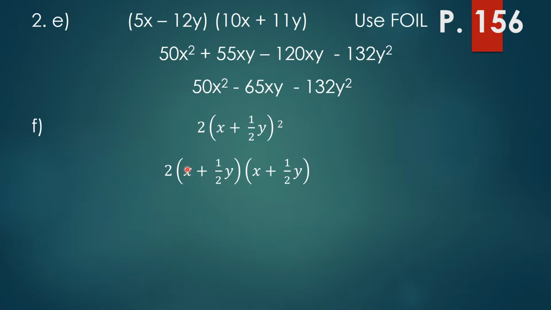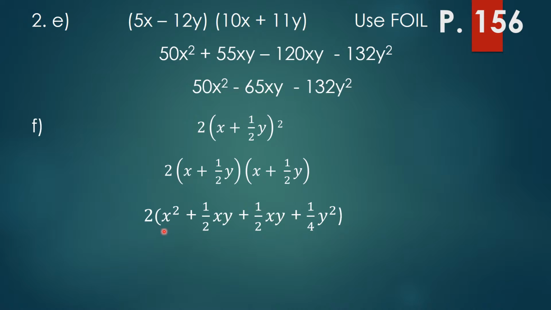So using FOIL again, x times x gives you x squared. x times 1/2 y gives you 1/2 xy. Inside terms, again, x times 1/2 y gives you 1/2 xy. And the last terms multiplied together, a half times a half gives you a quarter, and y times y gives you y squared, so quarter y squared. So it yields this.